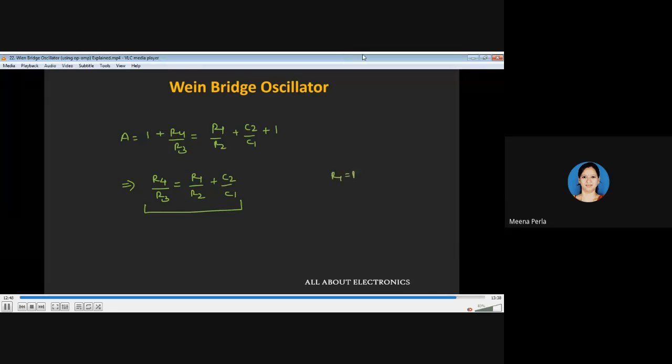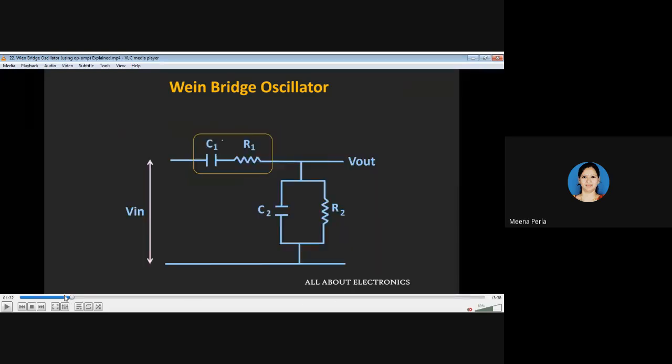So if we consider R1 is equal to R2 and C1 is equal to C2, then we will get the condition which we have discussed earlier, that is R4 by R3 should be equal to 2. So in this way, we have derived the expression for the resonant frequency, and we have also seen that at resonant frequency the feedback fraction beta will be equal to 1 by 3, provided R1 is equal to R2 and C1 is equal to C2. And to get the sustained oscillation, the ratio of R4 by R3 should be equal to 2. So I hope that you have understood this Wien bridge oscillator, where this is the circuit diagram.